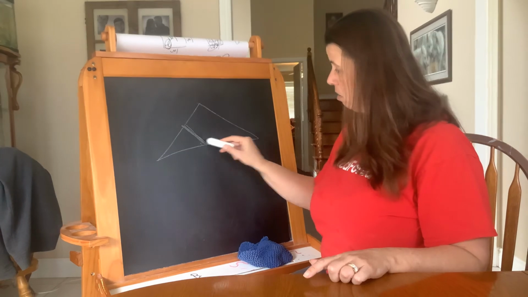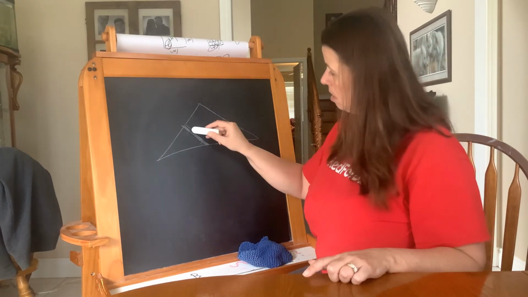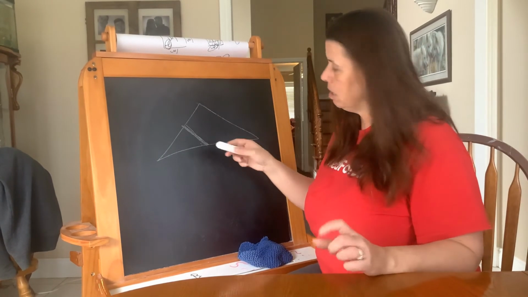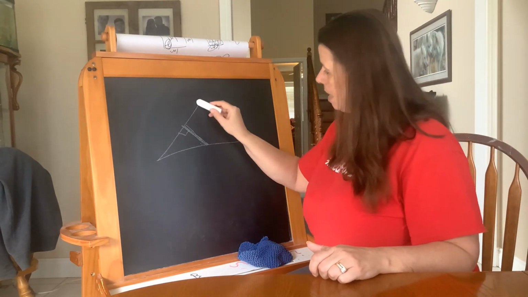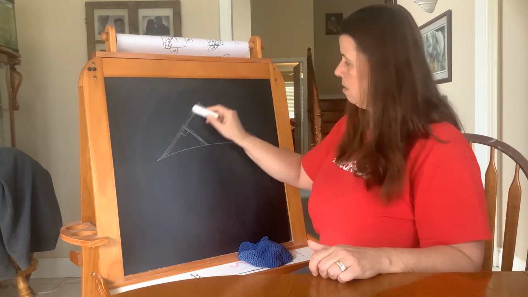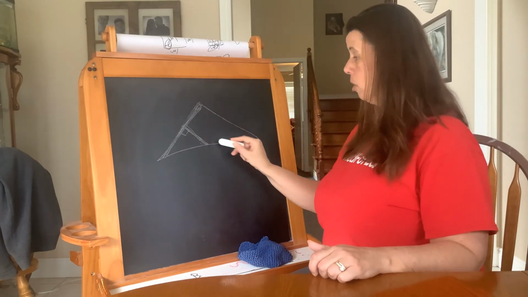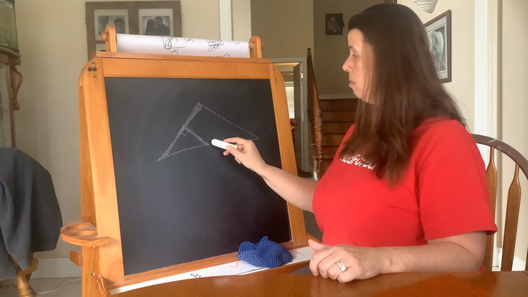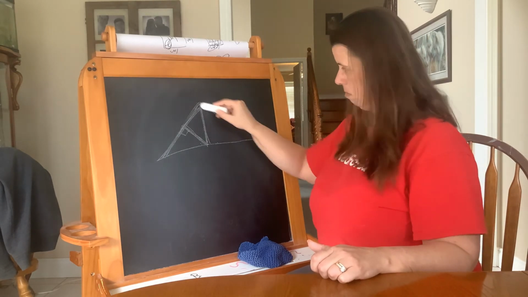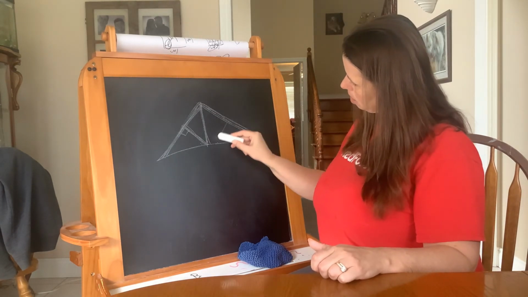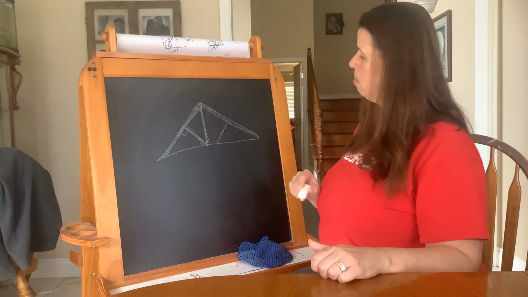Is this a 90-degree corner? Not even close. I eyeballed it, so this isn't 90 either, but it's close, right? Which means that this is the base. Could this be the base? Absolutely, but then the height would come up here, right? Could this be the base? Absolutely, but then we'd need a 90-degree corner that came there, right?